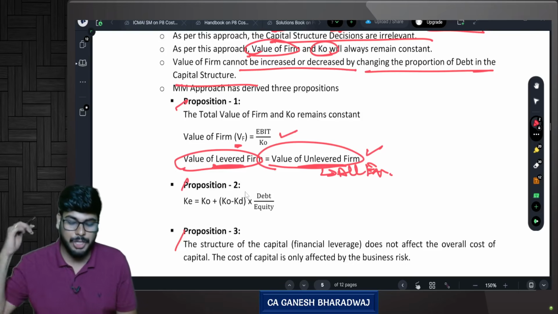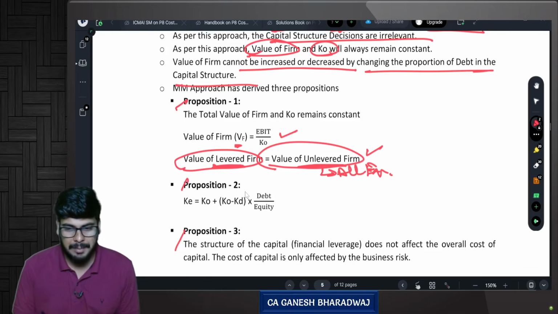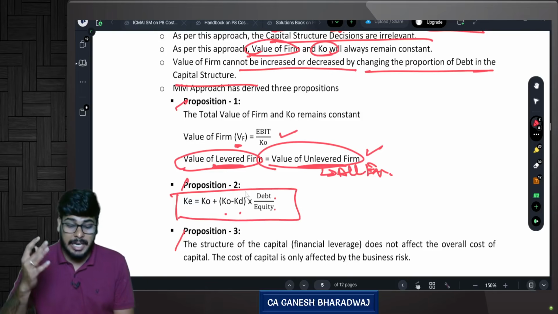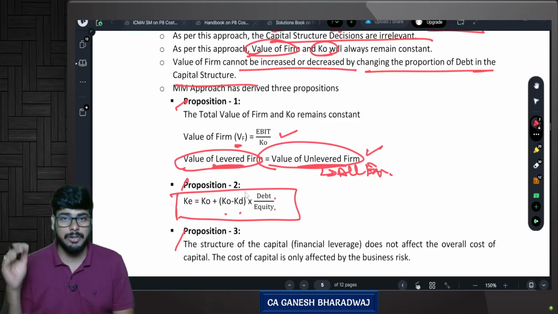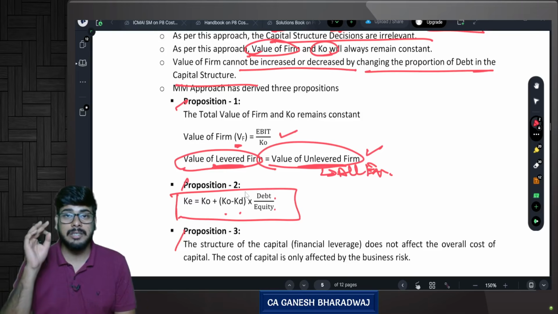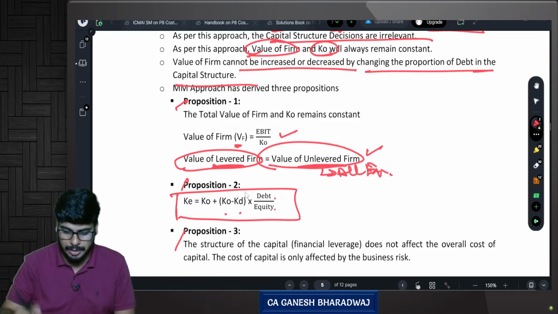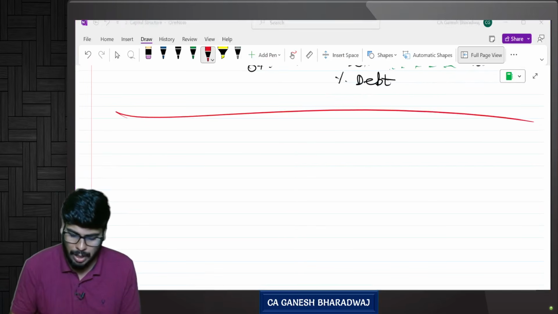Yes. Proposition number 2. KE is equal to KO plus (KO minus KD) into debt upon equity. Sir, what a formula they have invented, sir. This is not a big formula and all. Don't think this is something else. Fine. I will just derive this formula in the next 2 minutes. Just see what this formula is.